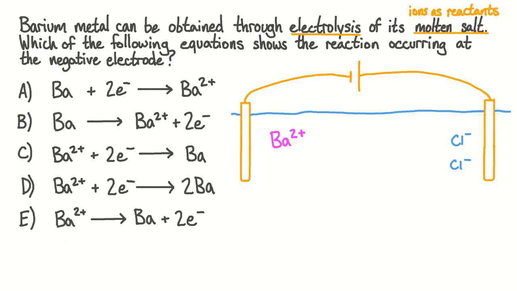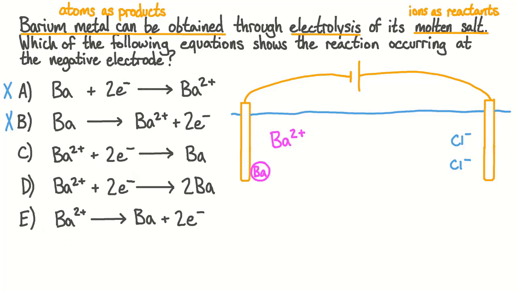As we've just explained, a molten salt involves ions, and the electrolysis of a molten salt starts with ions. Similarly, if we are trying to obtain barium metal, that must mean that the atomic form of barium is a product of the reaction. That means we can eliminate choice A and B from consideration. We want the ion to be on the left side of the equation as a reactant, and the atom to be on the right side of the equation as a product.